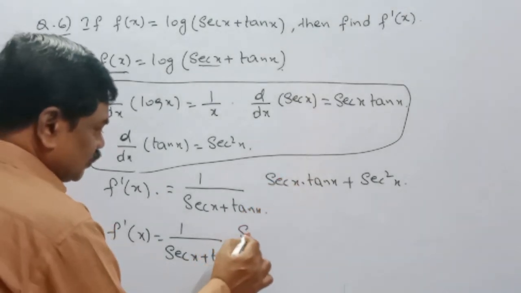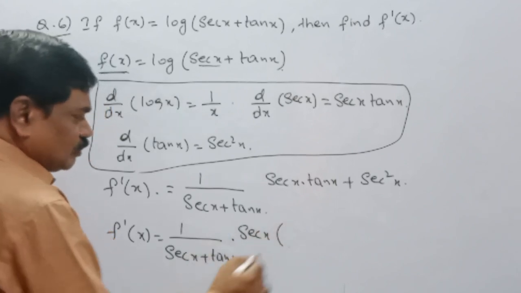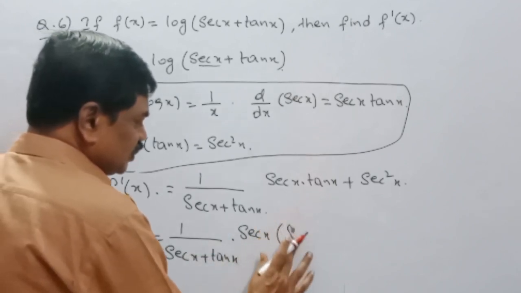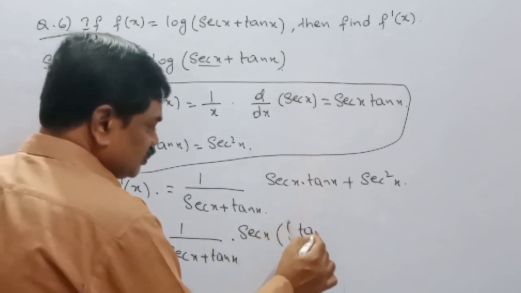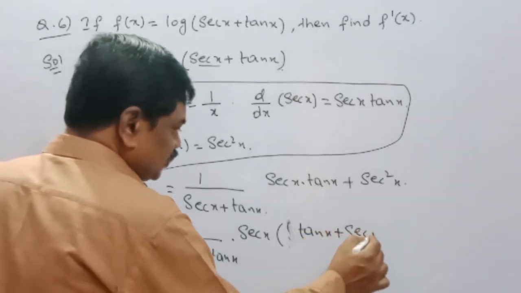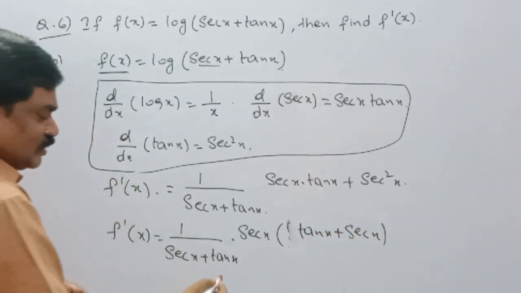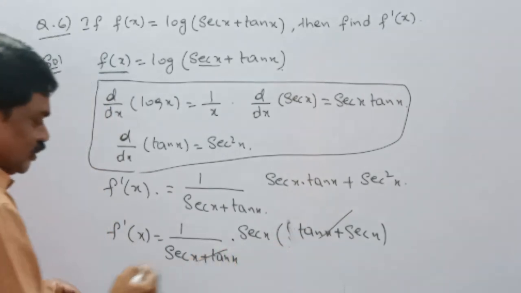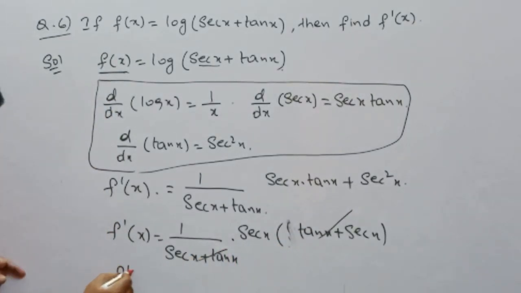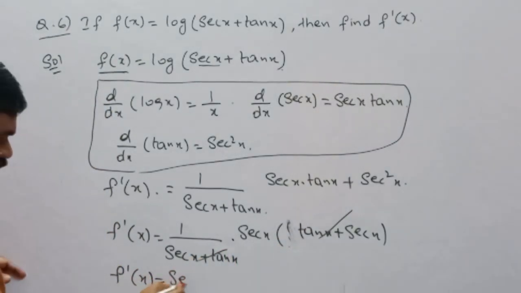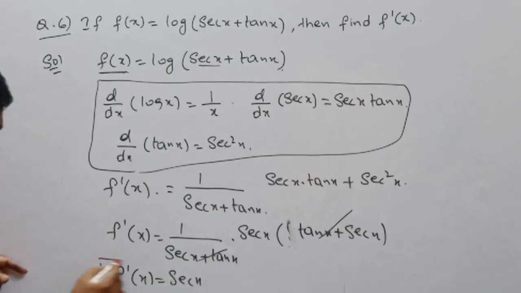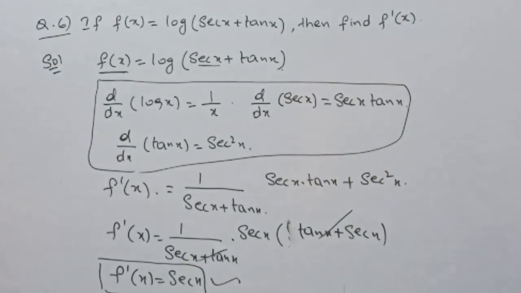So f dash of x is equal to 1 by sec x plus tan x into sec x as common, times tan x plus sec x. So sec x plus tan x, these two are cancelled. Then what is f dash of x? f dash of x is equal to sec x, that is the answer. Okay, all of you, that is the derivative of f of x, given f of x is log of sec x plus tan x.